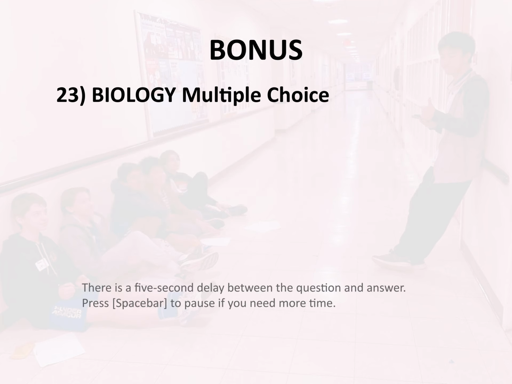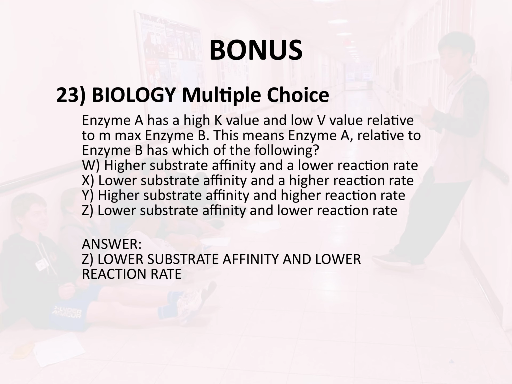Bonus 23. Biology. Multiple choice. Enzyme A has a high Km value and low Vmax relative to enzyme B. This means enzyme A relative to enzyme B has which of the following? W. Higher substrate affinity and a lower reaction rate. X. Lower substrate affinity and a higher reaction rate. Y. Higher substrate affinity and higher reaction rate. Z. Lower substrate affinity and lower reaction rate. Answer: Z. Lower substrate affinity and lower reaction rate.